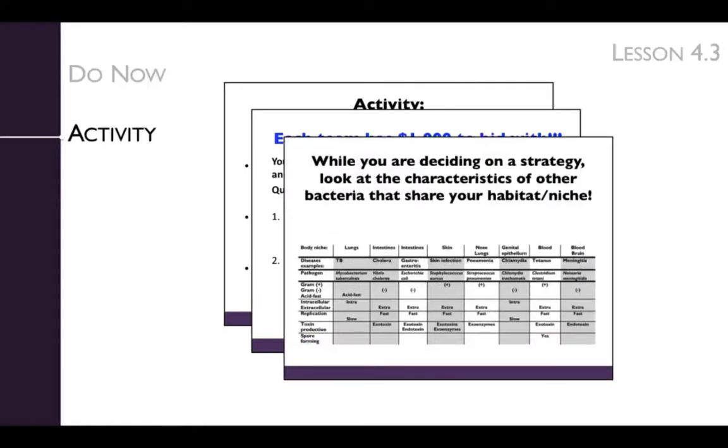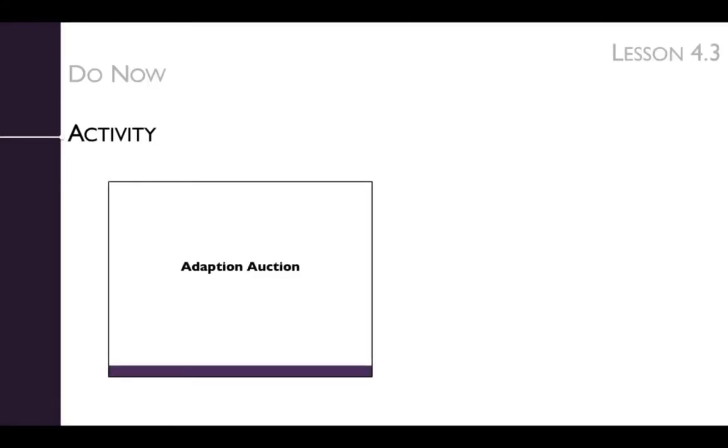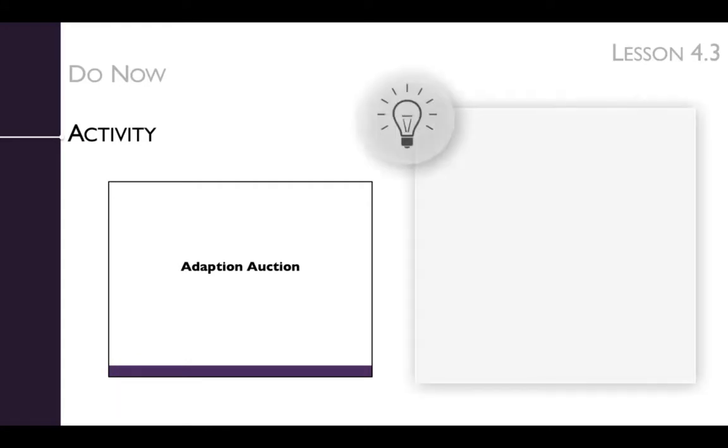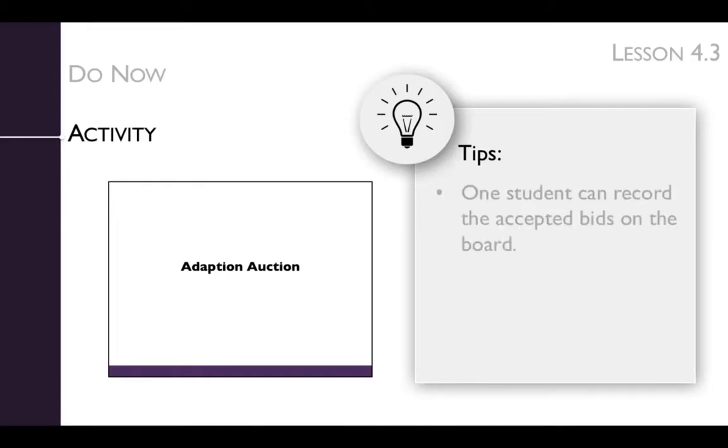Note that looking at the characteristics of other bacteria that share their habitat or niche on the table in the worksheet might be helpful. Now that the teams have designed their perfect pathogen, it's time to bid on adaptations. When going through the list of adaptations, it might be helpful to assign a student to record the accepted bids on the board. This way, each group can see how much money is left and which adaptations each group has.